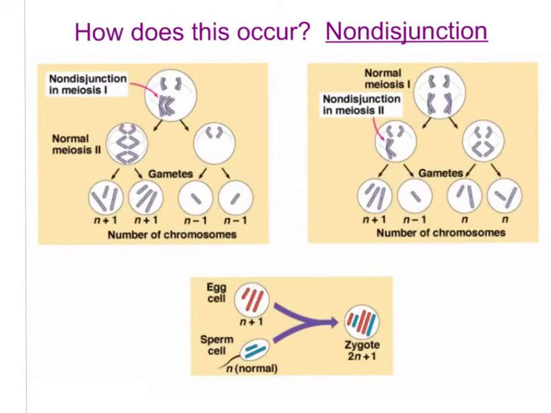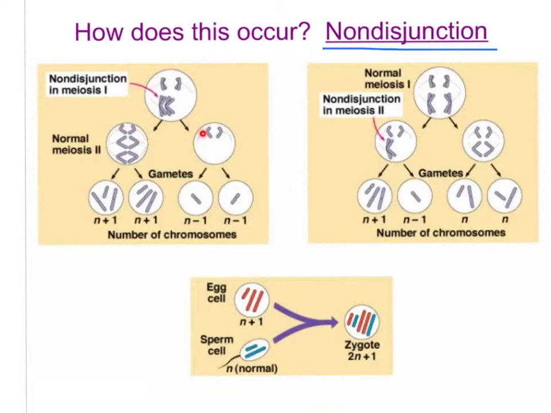How does this happen? How do we get someone that has an extra chromosome like that? Well, the technical name for it is non-disjunction. When we talk about non-disjunction, what it means is that the chromosomes do not properly separate during meiosis. That can happen during meiosis 1, or it can happen during meiosis 2. Here, when we have meiosis 1, we have those tetrads that don't properly separate. They go off to one side together.